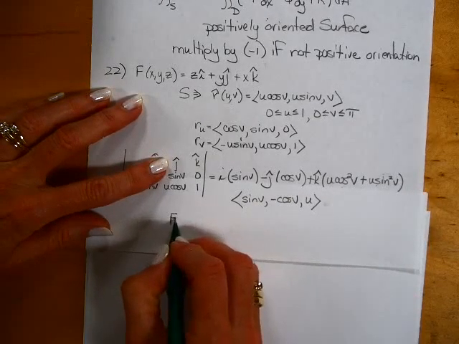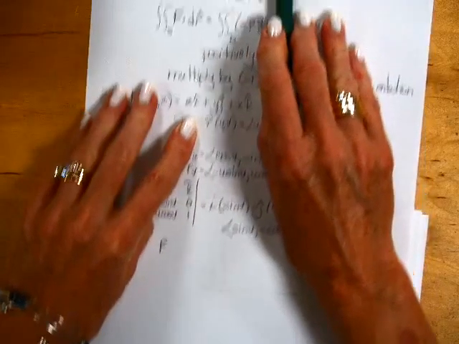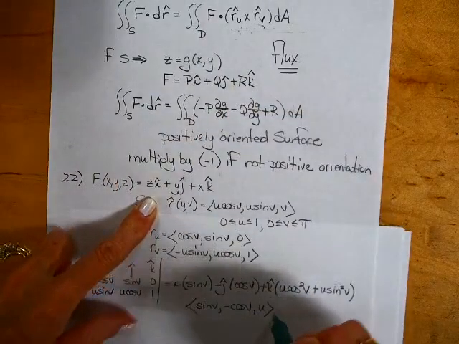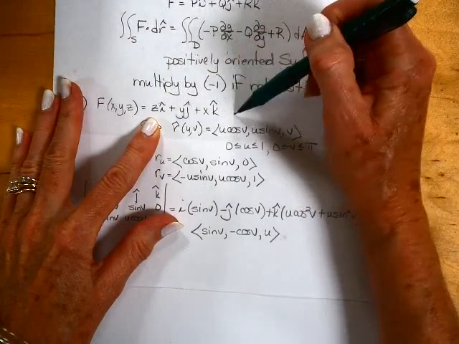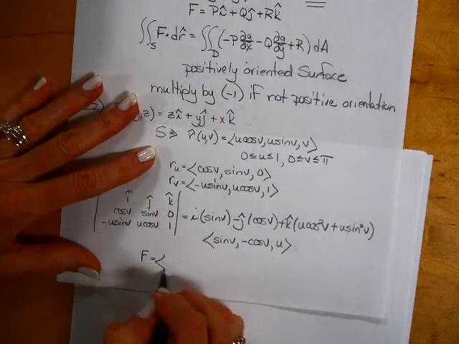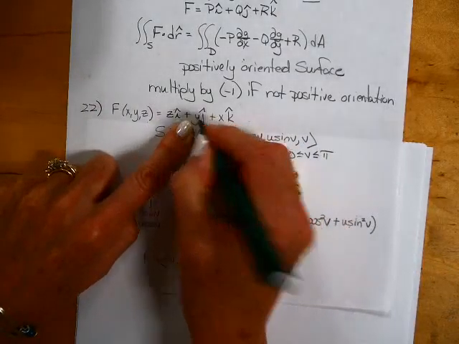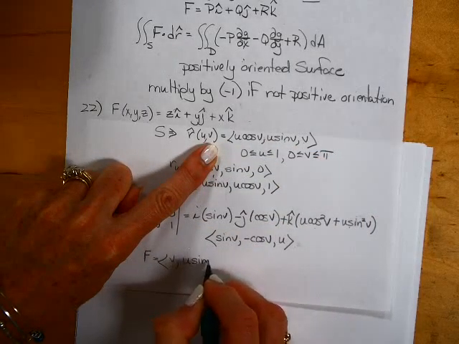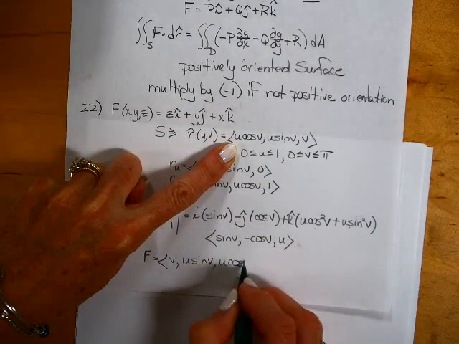All right, my F function up here. By this formula, I've got to take the dot product of two vectors. Well, I have this vector. I need this written as a vector, and I need it in u's and v's. So F written in terms of the parameters: z is v, so that's there. The y is u sine v, and x is u cosine v.